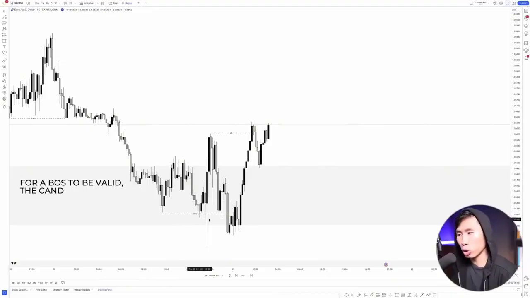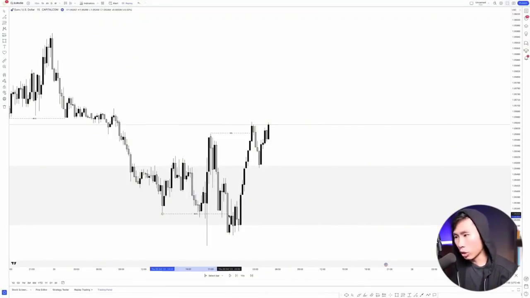Remember, for a break of structure to be valid, the candlestick must close below the last low, right? So that is why in this case, right here, when price came down here and broke past this last low, it did not close below it, right? It's just a candlestick wick break, so it does not count as a valid break of structure. So later on, price actually did close below the last low, so this is the last valid break of structure.